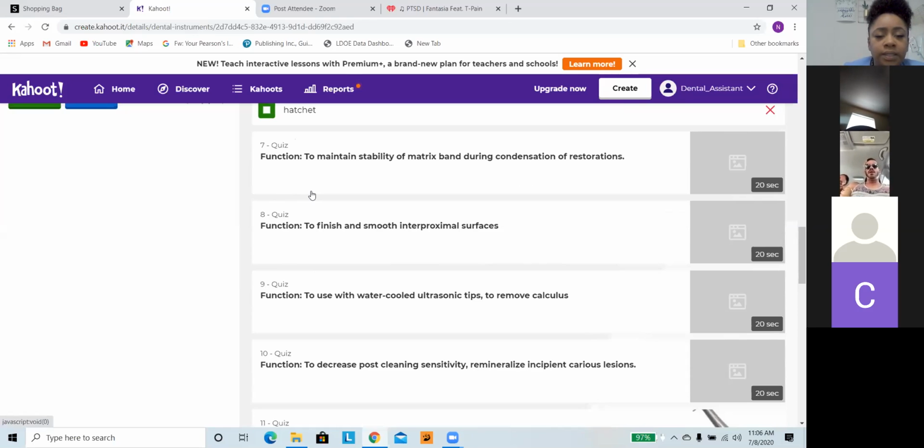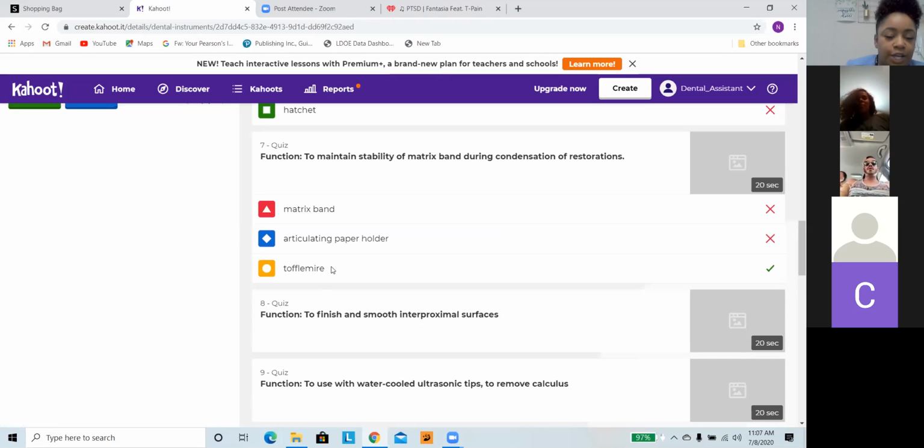This particular instrument is used to maintain stability of a matrix band during a certain restoration procedure. Tofflemire. Okay, let's see. Can you use a matrix band without the Tofflemire? No, you cannot. The clear one would be the Mylar, and you don't need a Tofflemire for that one. So yes, it would be your matrix band.